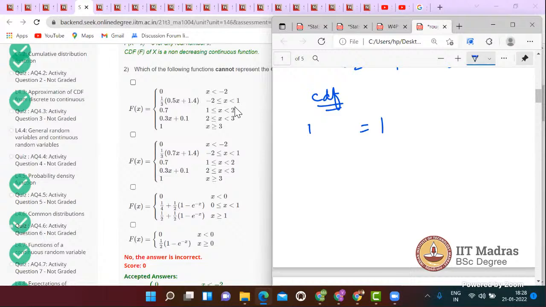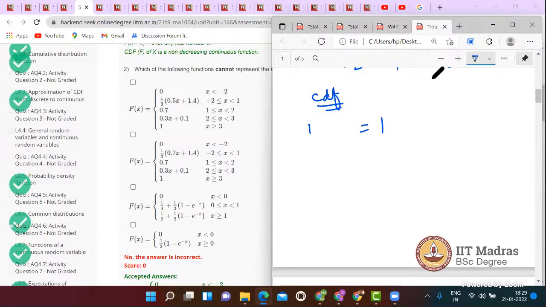So you can just put some x values and see whether it's satisfying all the conditions or not. So we can integrate in these limits. We can integrate 1 by 3.5 x plus 1.4 over the limit -2 to 1, and if the integration equals 1, then it's a valid CDF. For CDF, you are telling? Yes, sir.